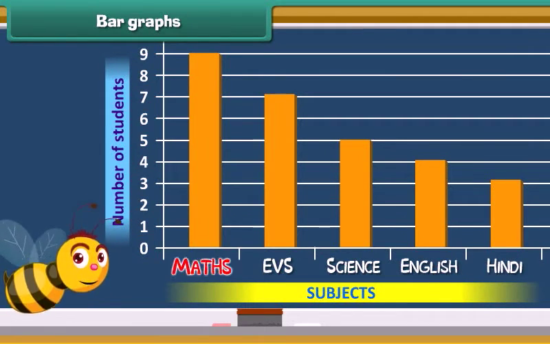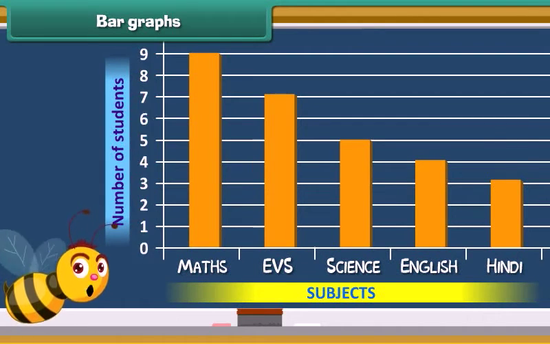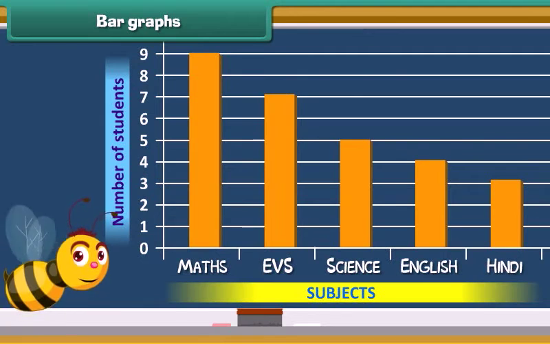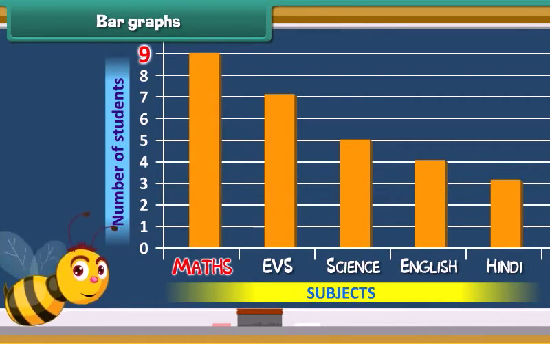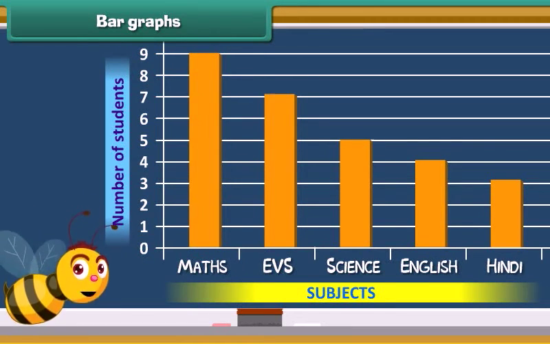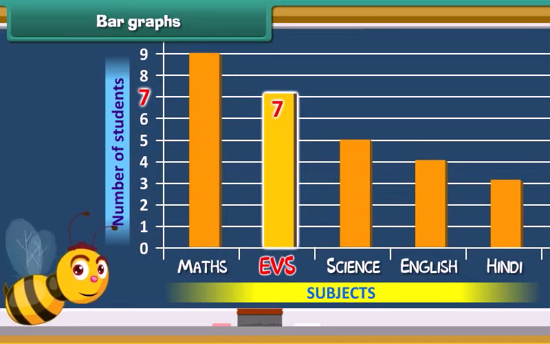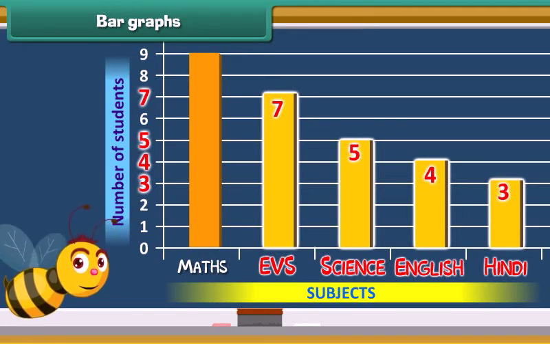In the given graph, subjects are listed at the bottom and number of students is given at the side of the bar graph. In this graph, 9 blocks tell us about the number of students who like maths. Similarly, there are 7 blocks in EVS, 5 blocks in science, 4 blocks in English, and 3 blocks in Hindi.